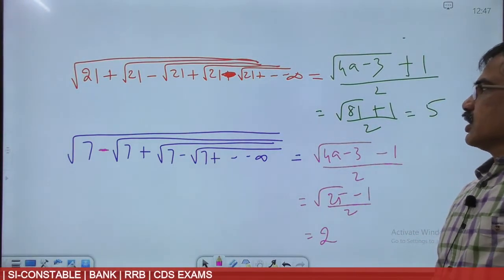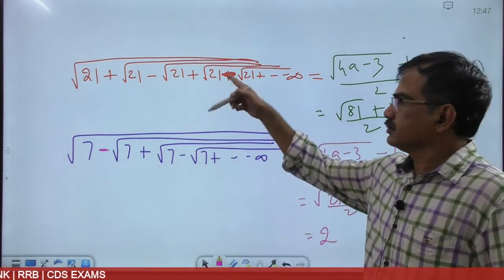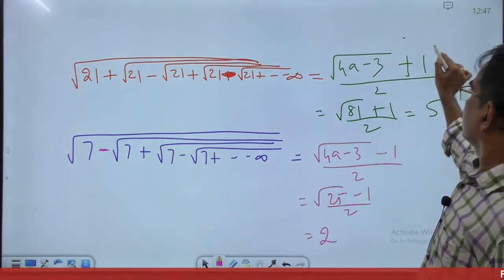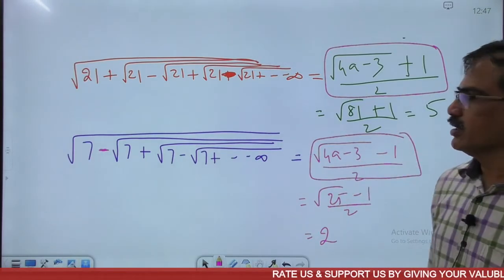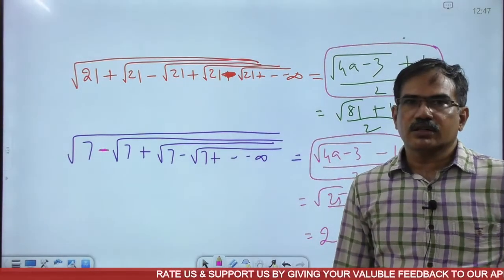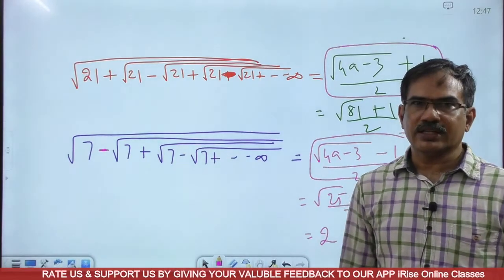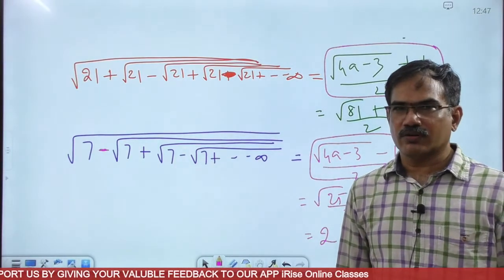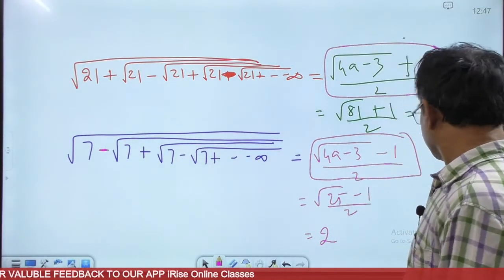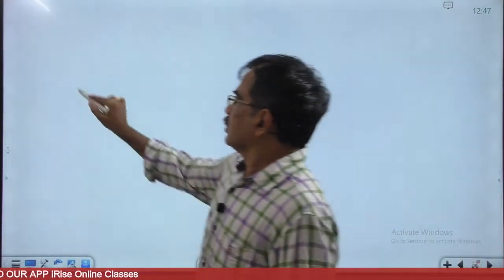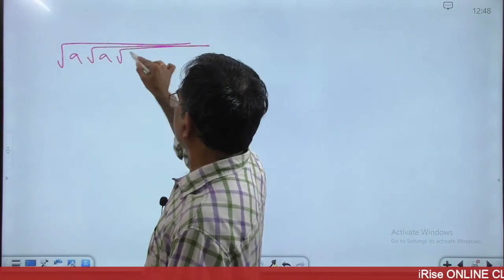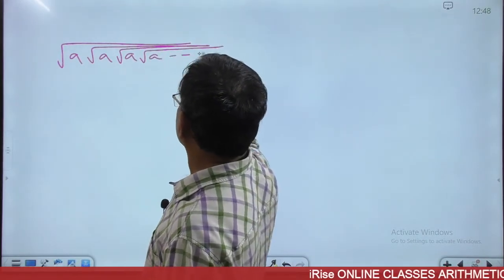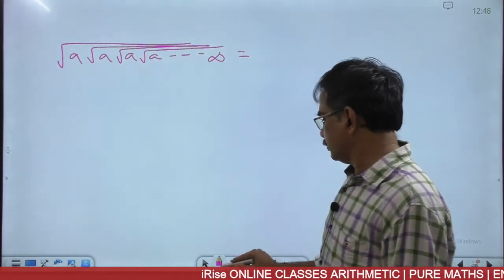So if questions are given like this, use these two formulae. Okay. So this is about two formulae. Next we go to some more formulae. If root of a, root of a, root of a, root of a, root of a and so on is given up to infinity, what is the answer?